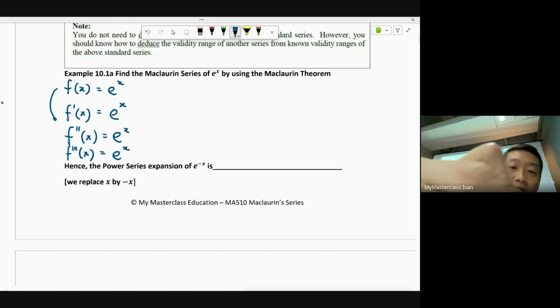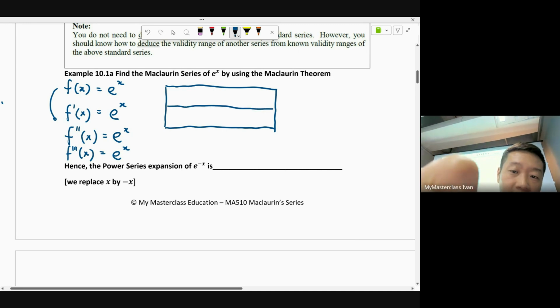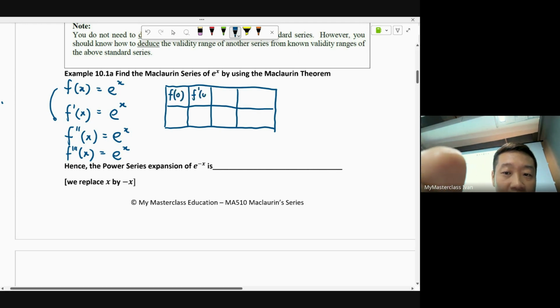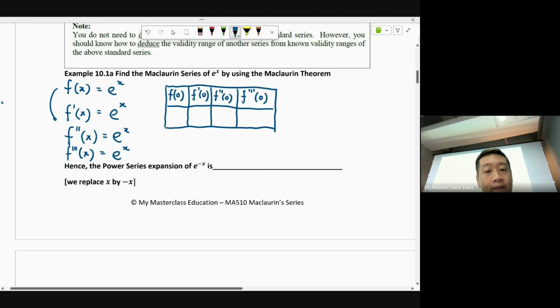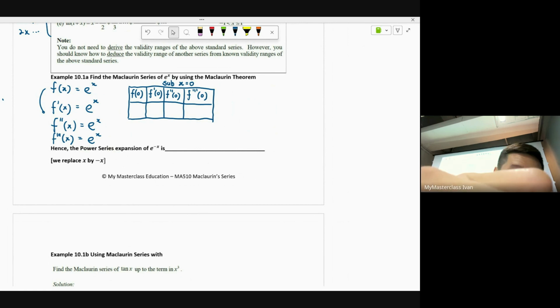Okay? The next thing is, I want you to know how to use this table. Draw a table. So you have four of them, right? So make sure you have four. So this one right now: f(0), f prime 0, f double prime 0, and f triple prime 0. What does this mean? This means just sub x equals to 0 inside all your four values. Okay? E power 0, Jonathan. 1. So if you sub f prime 0, it's still 1. If you sub f double prime 0, it is still 1. All these are 1.